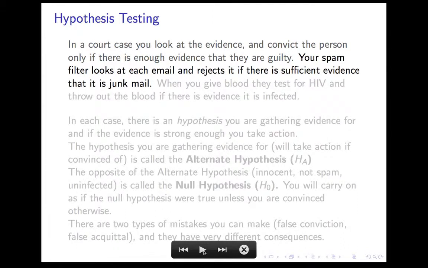Your spam filter looks at each email that you get with a similar point of view. It looks for evidence that it is spam, and it throws away or sticks into the junk folder any email that it finds sufficient evidence that it's junk mail. If there isn't sufficient evidence, whether because it's obviously not junk or because it just can't tell, it lets it pass through.